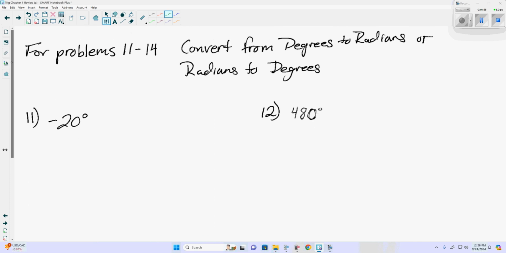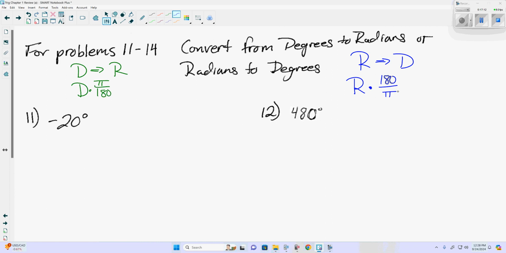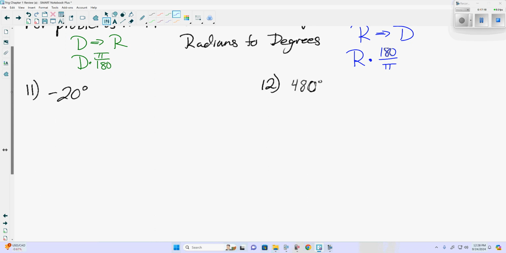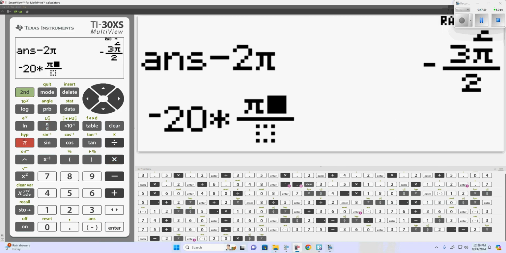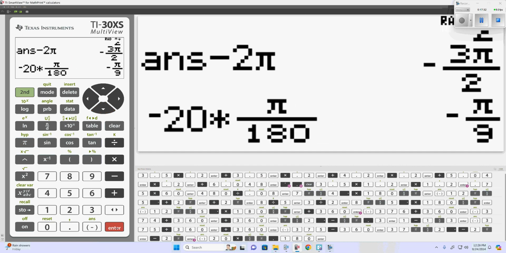Convert from degrees to radians, radians to degrees. Degrees to radians. You take the degree measure, multiply it by pi over 180. Radians to degrees. Take the radian measure, multiply it by 180 over pi. So negative 20 degrees. We'll multiply by pi over 180. Negative pi over 9.